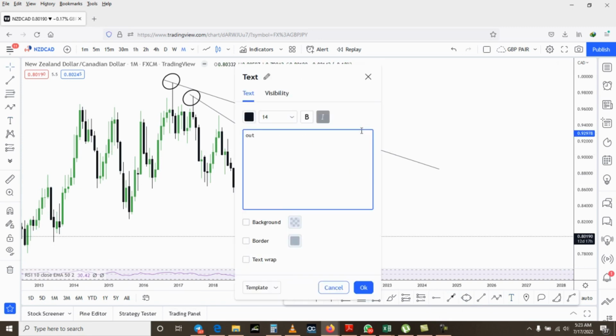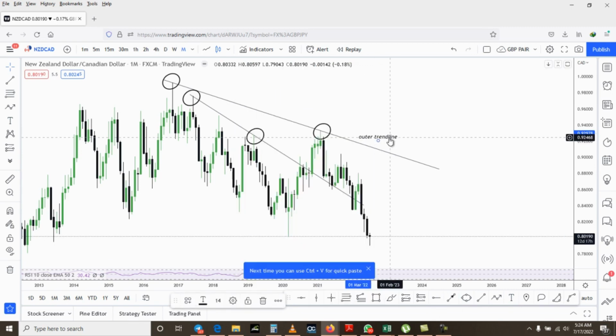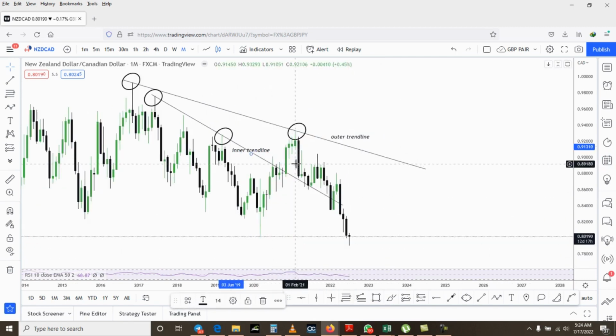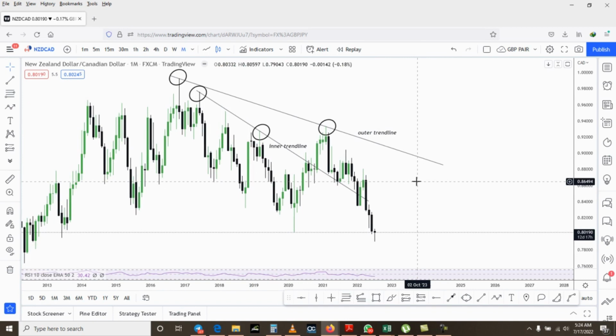Outer trend line. And then we call this other one inner trend line. They all have their functions. Okay, so like I said, one thing a trend line helps me to do a lot is to help me identify the direction of the market.